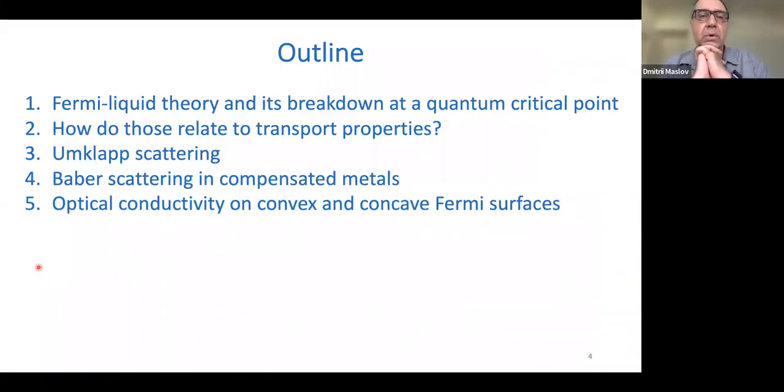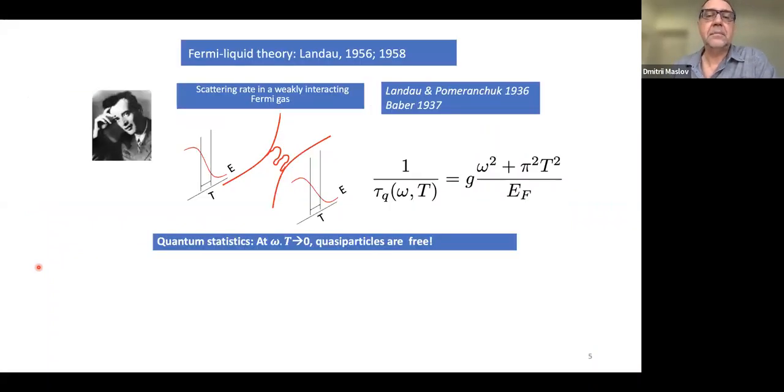So the outline of the talk will be that I will first briefly remind you of the thermodynamic theory and how it breaks down at a particular quantum critical point. And then we'll discuss how to relate these features to transport properties. We'll talk about Umklapp scattering and then Fabry scattering in compensated metals, and then about optical conductivity on convex and concave thermal surfaces.